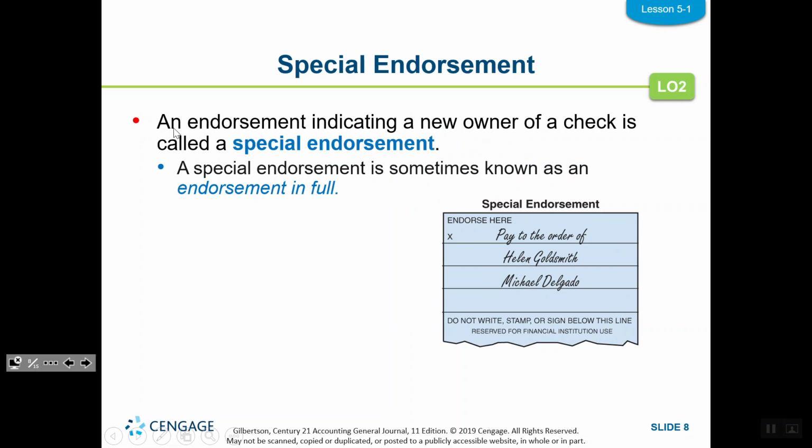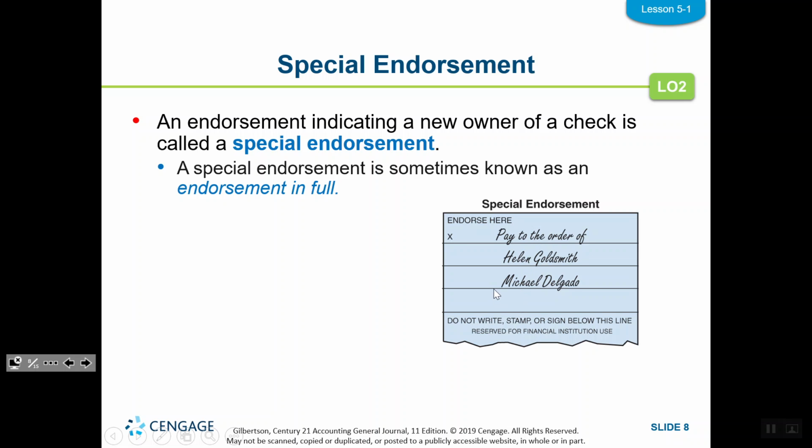A special endorsement is the second type. It's an endorsement indicating a new owner of a check. Sometimes the special endorsement is known as an endorsement in full. So here, somebody owes me money. They got a check from somebody else. They're going to transfer that check to me. So we're going to do pay to the order of Helen Goldsmith. So she signed it and transferred it over to Michael Delgado.